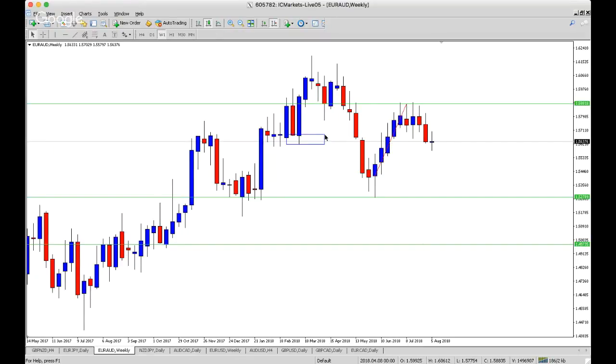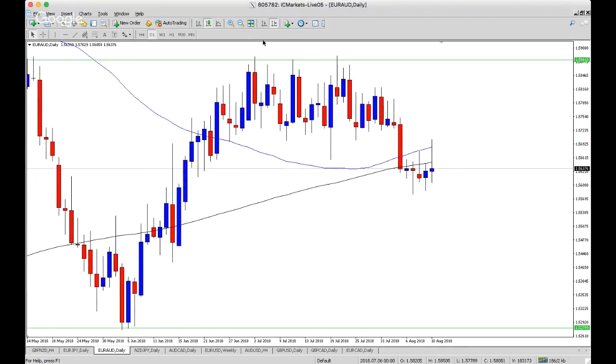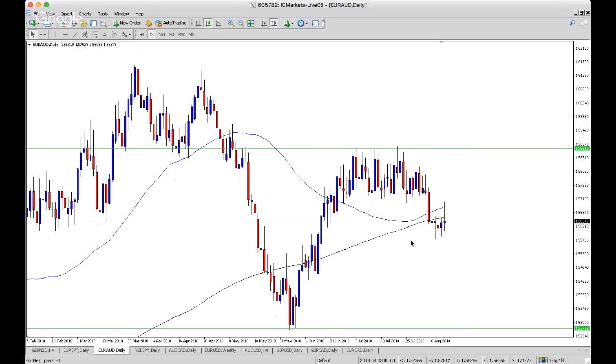So let's see if there is any setup on the daily. So we are the same for Euro Aussie. I'm only looking for a sell. So if you look at our moving average, right, price is below the 200 and the 50 moving average, but there isn't any sell momentum. Okay, there isn't any sell momentum right here, but there isn't any buy momentum as well. However, I'm looking for a sell, so I'm not even going to think about a buy.